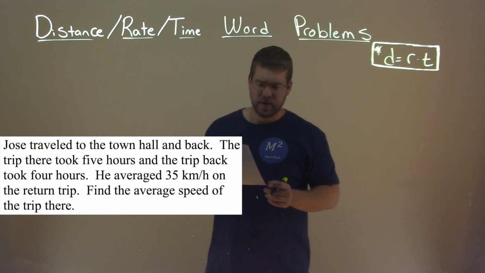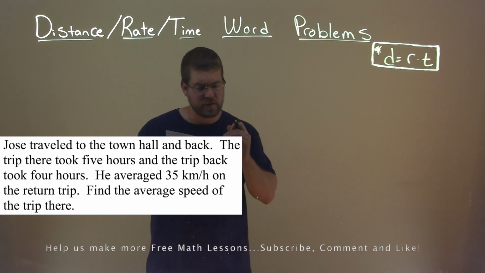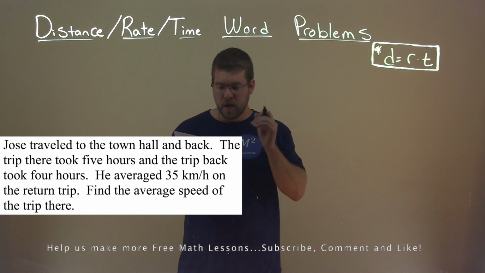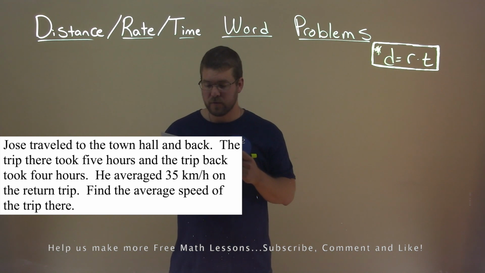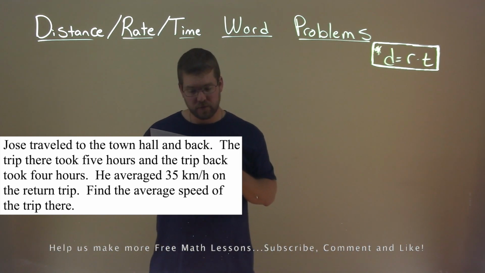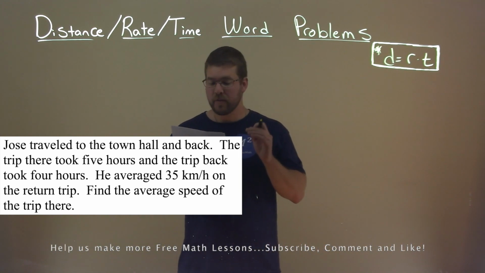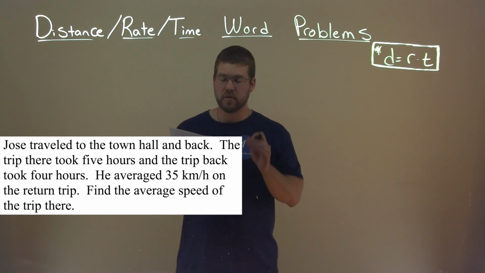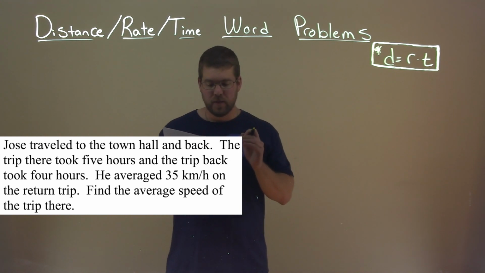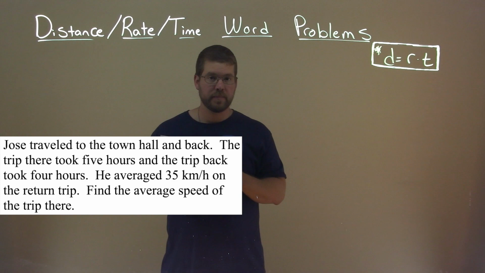We're given this problem right here. Jose traveled to the town hall and back. The trip there took 5 hours, and the trip back took 4 hours. He averaged 35 kilometers per hour on the return trip. Find the average speed of the trip there.